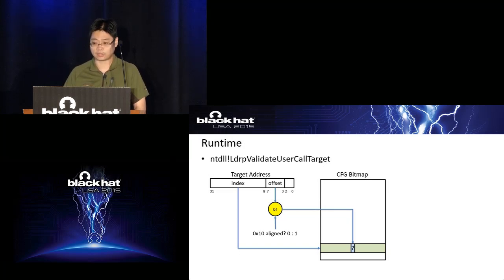So this is the little trick I just mentioned. Using this offset, it will fetch one bit from the 32-bit value from the bitmap and test if that bit is set. If so, the target address is valid and it will return to call the indirect call. Otherwise, it will raise an exception and close the program.